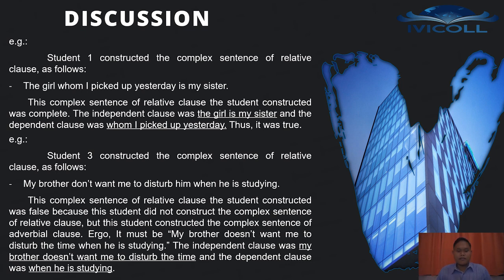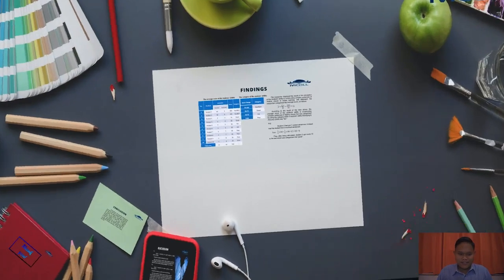And then the next one is student 3. Student 3 constructed the complex sentence of relative clause as follows. My brother don't want me to disturb him when he is studying. This complex sentence of relative clause the student constructed was false inasmuch as this student did not construct a complex sentence of relative clause, but the student constructed a complex sentence of adverbial clause. It must be my brother doesn't want me to disturb him the time when he is studying. The independent clause was my brother doesn't want me to disturb the time, and the dependent clause was when he's studying. So, well, ladies and gentlemen, let's move on to the last one.